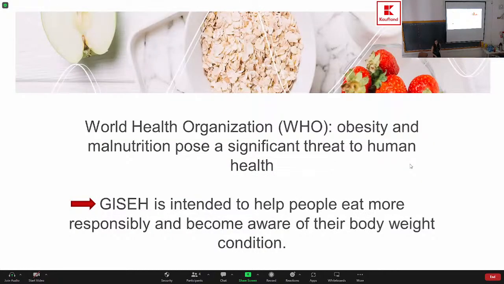As a conclusion, as the World Health Organization states, obesity and malnutrition pose a significant threat to human health. And as a solution, GISEH is intended to help people eat more responsibly and become aware of their body weight condition.